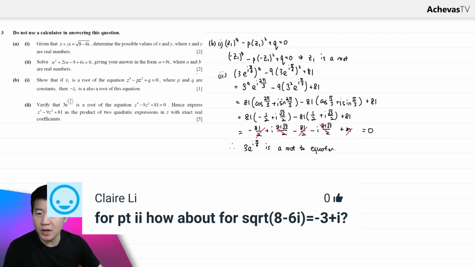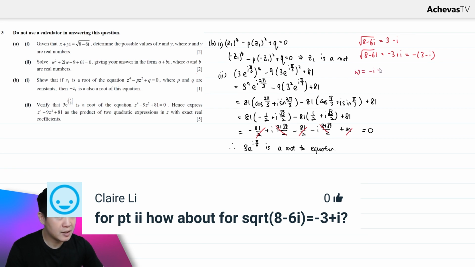Yep, we took care of that also, because just now we wrote this. Just now we saw that square root of 8 minus 6i can be equal to 3 minus i. We also saw that it can be minus 3 plus i, which is minus 3 minus i. So just now we have derived that w was minus i plus or minus square root of 8 minus 6i, which we rewrote as plus or minus of 3 minus i.